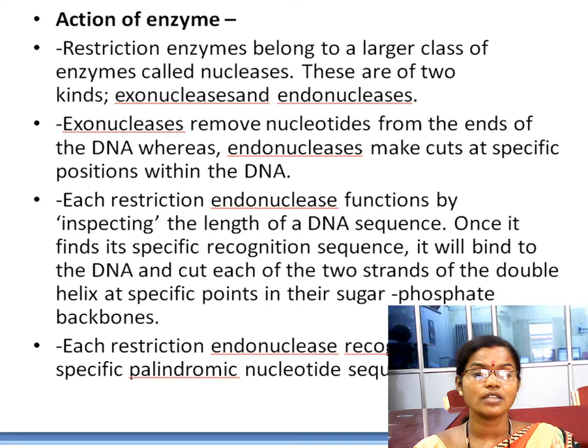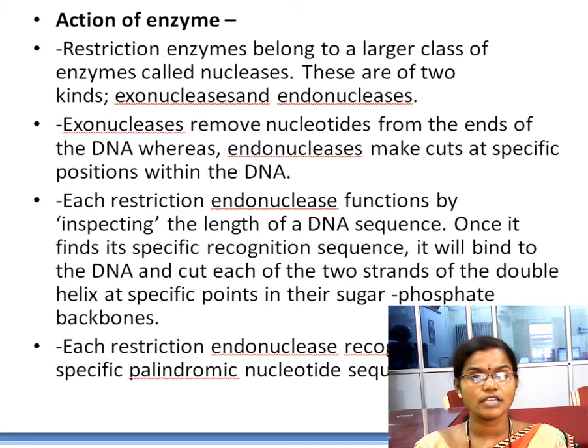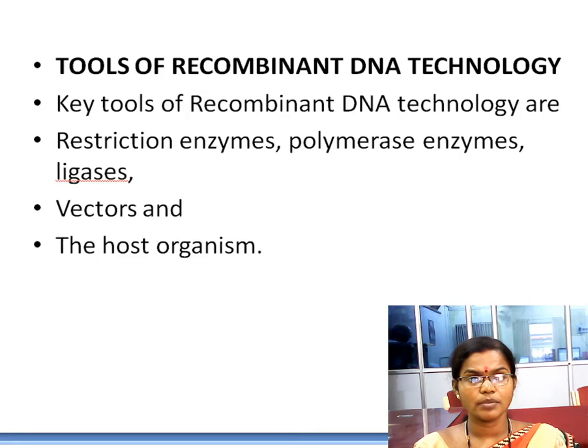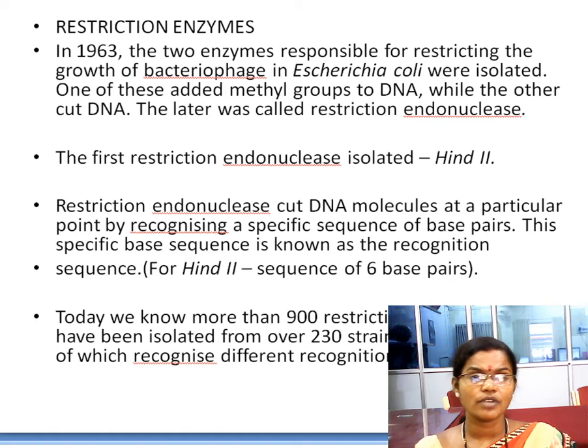Once again I'll repeat, please concentrate here. In today's class we have seen the tools of recombinant DNA technology. How many tools are there? Four tools: first the enzymes, second the vector, third the host organism, and fourth the bioreactor. This is very important for 2 marks: they may ask to name the tools of genetic engineering or the tools of recombinant DNA technology. Next we can see the restriction endonuclease enzymes. What are these?